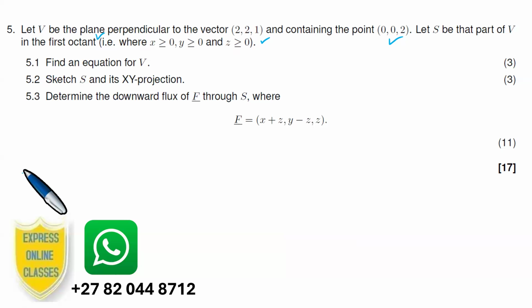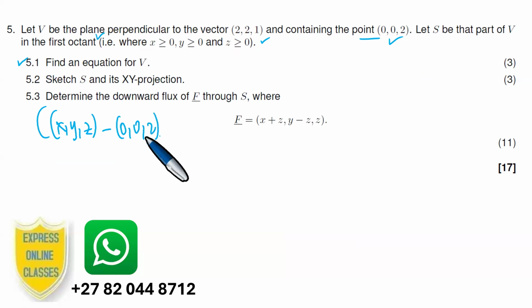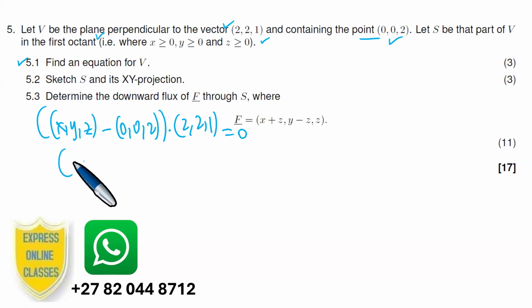So now, this is how we find an equation for the plane. We're doing 5.1. We can start by saying there's a point (x, y, z) minus another point, which is (0, 0, 2). Then you dot it with the vector (2, 2, 1), and this is equal to 0. (x, y, z minus 2).